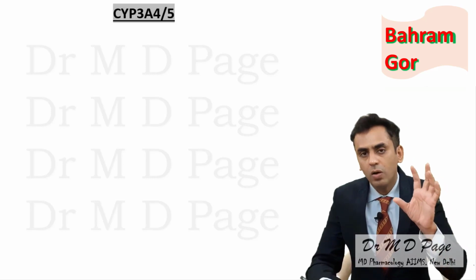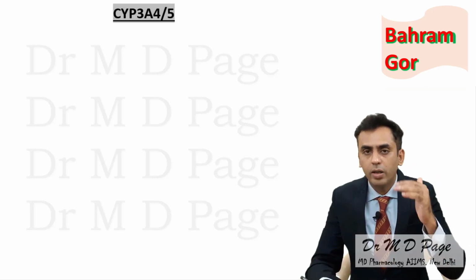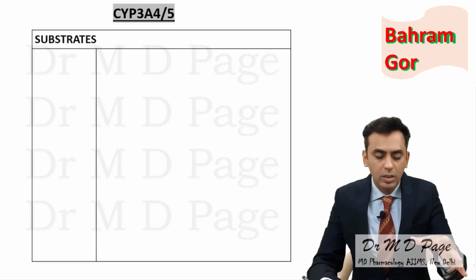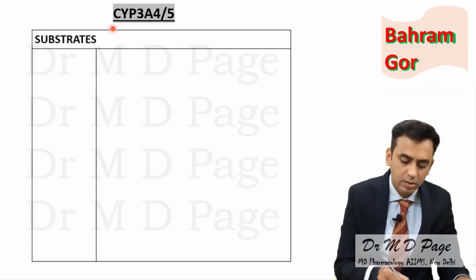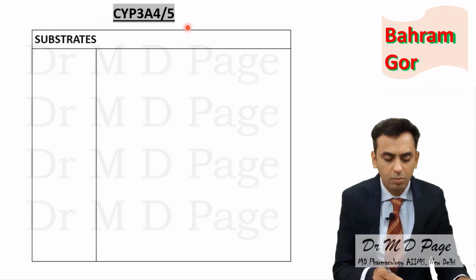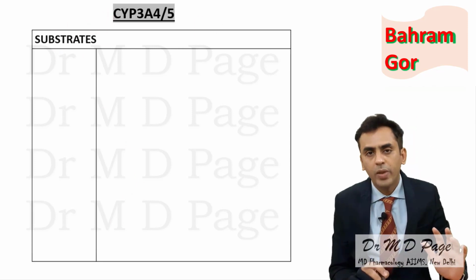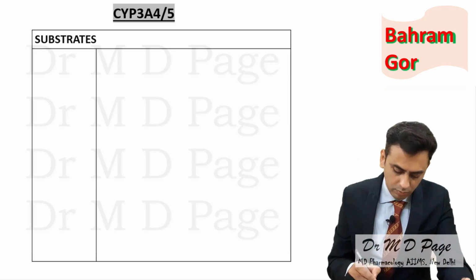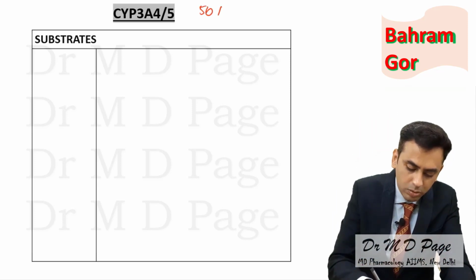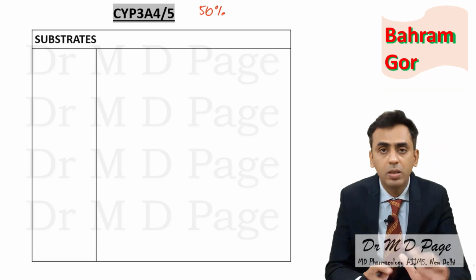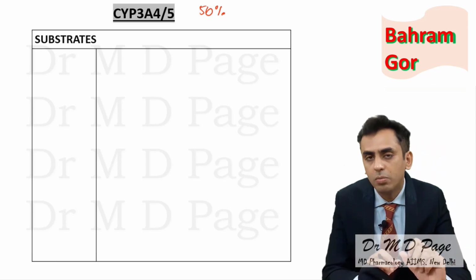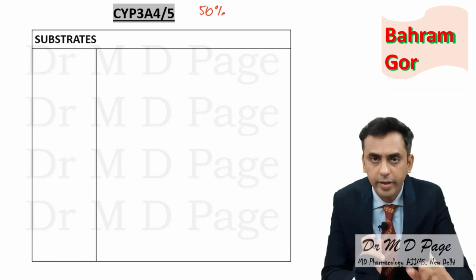So we have to see now for each drug what are the substrates, what are the inducers and what are the inhibitors. Substrate means these are the drugs which are getting metabolized by CYP3A4 or 5. Because what I said, CYP3A4 metabolizes how much? 50% of drugs. You cannot remember 50% of drugs. It will be hundreds of drugs.